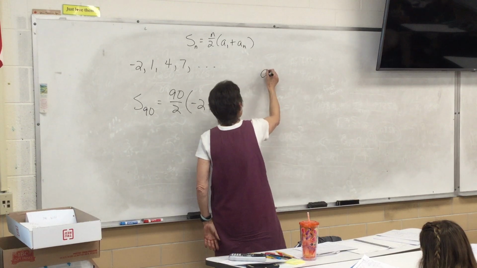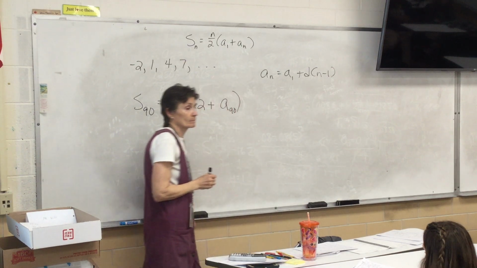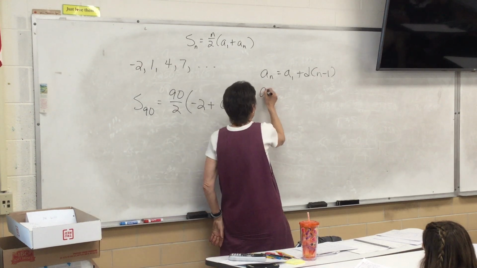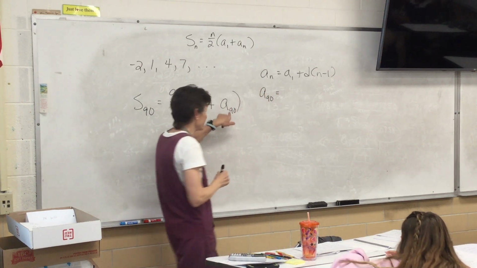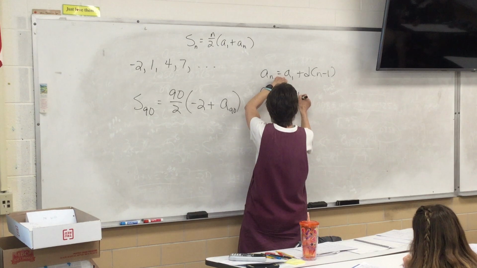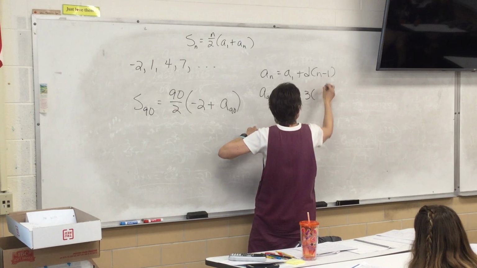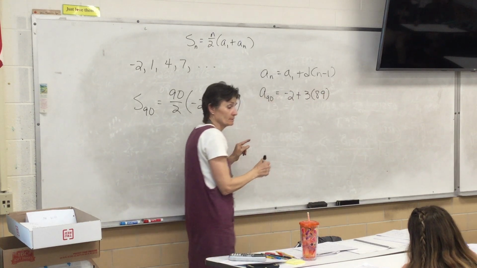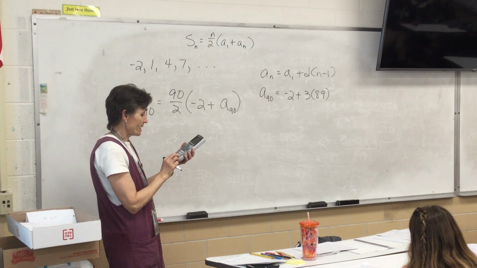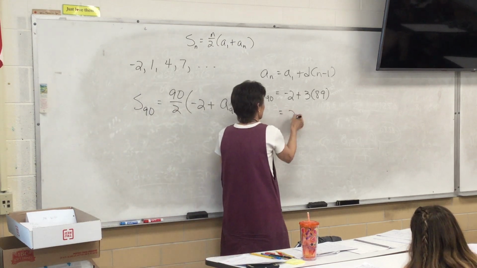So the other arithmetic formula is this one. I want A sub 90. That's what I need right there. That's what I need in this formula. I know the first term is negative 2. What's my common difference? 3. And n minus 1 will be 89. That's pretty easy. So negative 2 plus 3 times 89 is 265.